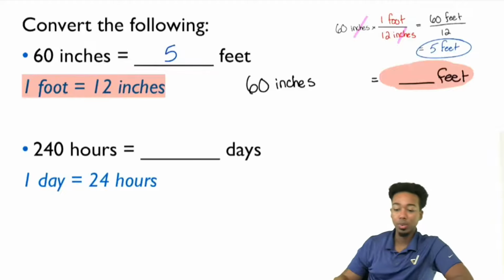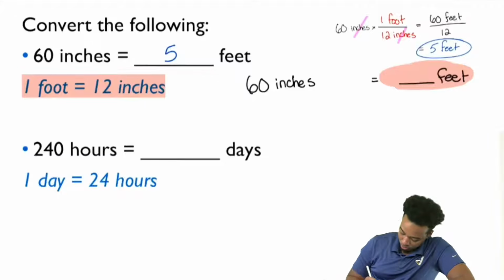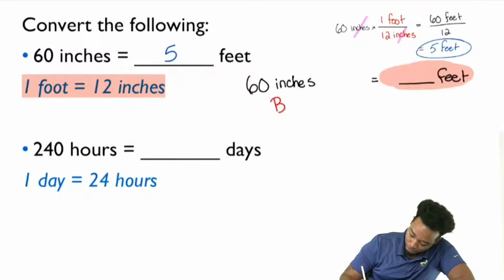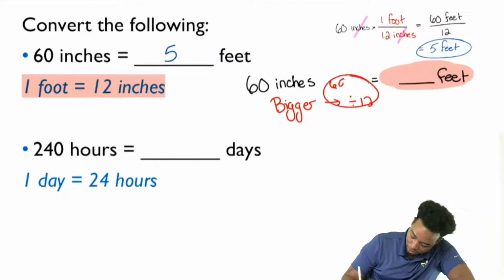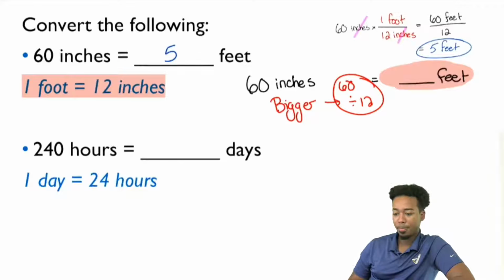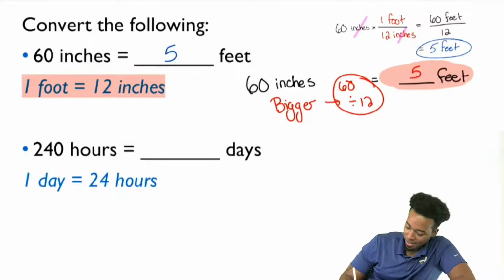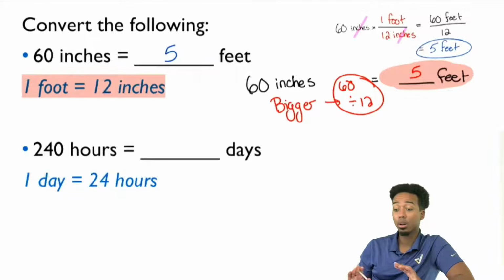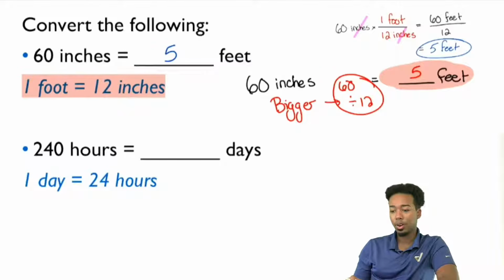And so here we would divide, because we're going to a bigger unit, which means divide by 12. So 60 divided by 12, everybody, is what? Right. That's going to be 5. 5 feet, and we are good.